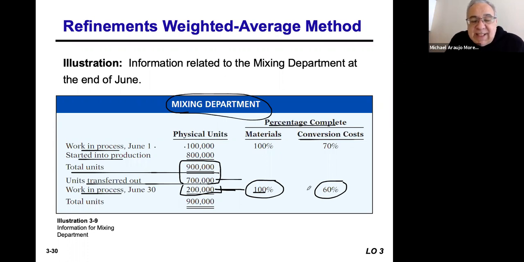They only contain 60% of the costs that are involved to convert it in that department, to get it ready to be transferred out. So this is where everything is going to happen. Okay, this we know is already done. What we want to know is how many of this 200 is already done. So that you need to pay attention to.